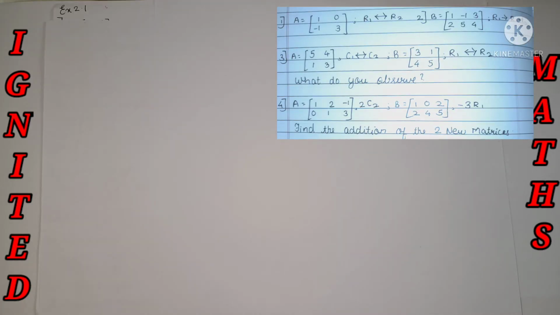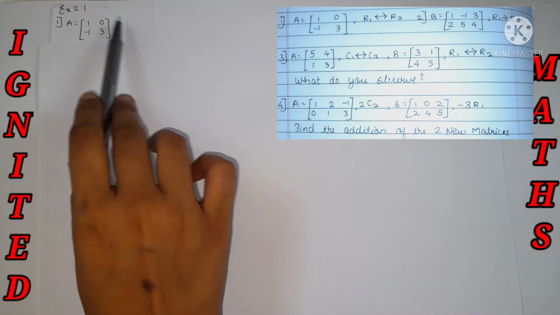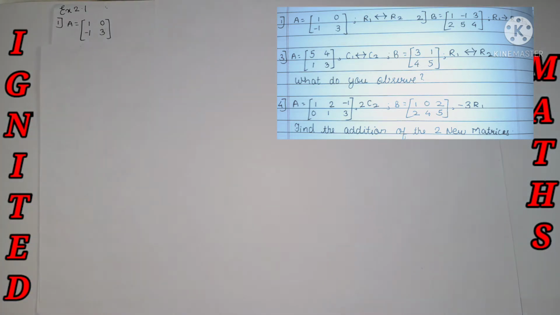Now in exercise 2.1, I took the first main question only, in which the question asks to apply the given elementary transformation on each of the following matrices. So let's start with the first basic question. The matrix A is given of order 2 cross 2, as it contains 2 rows and 2 columns.